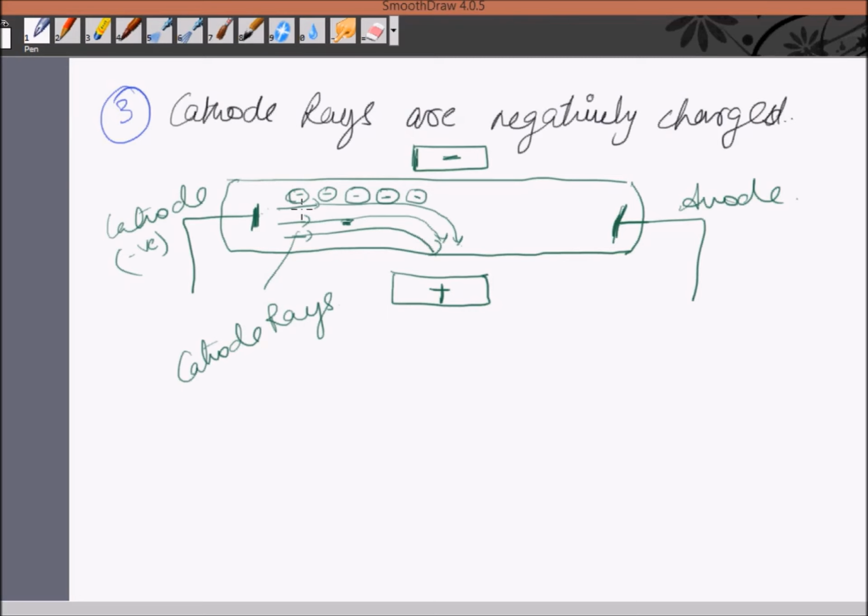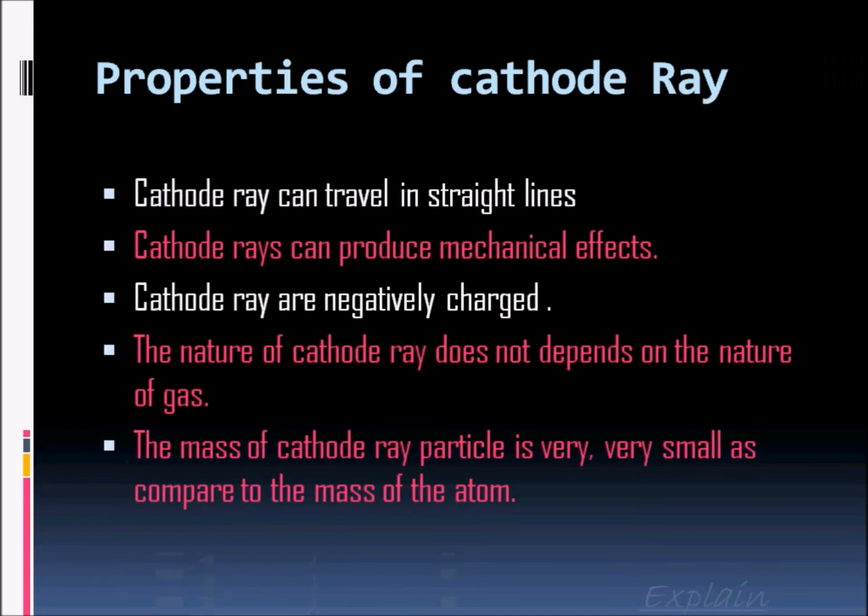Cathode rays are also deflected by a magnetic field, and the direction of deflection of the cathode ray in a magnetic field also shows that they consist of negatively charged particles in motion. I hope you have understood these properties.